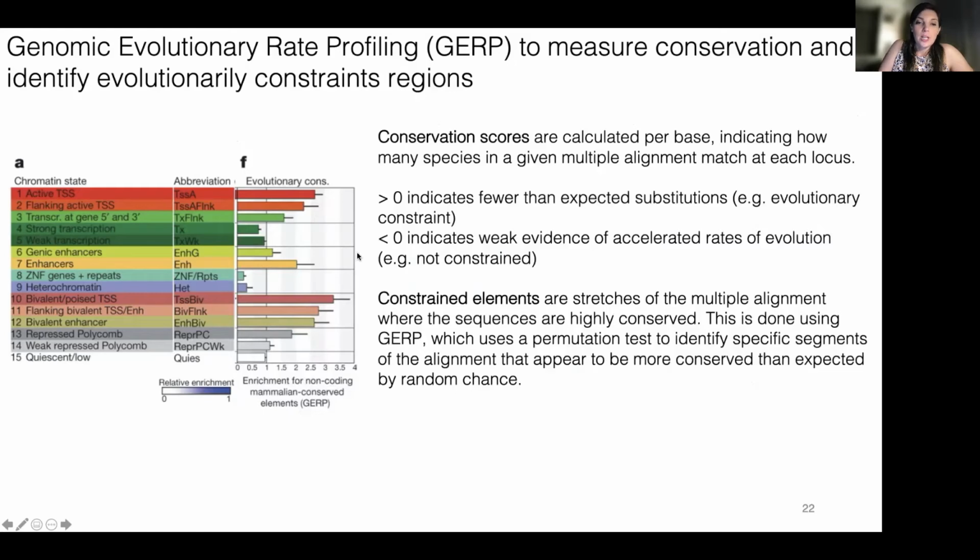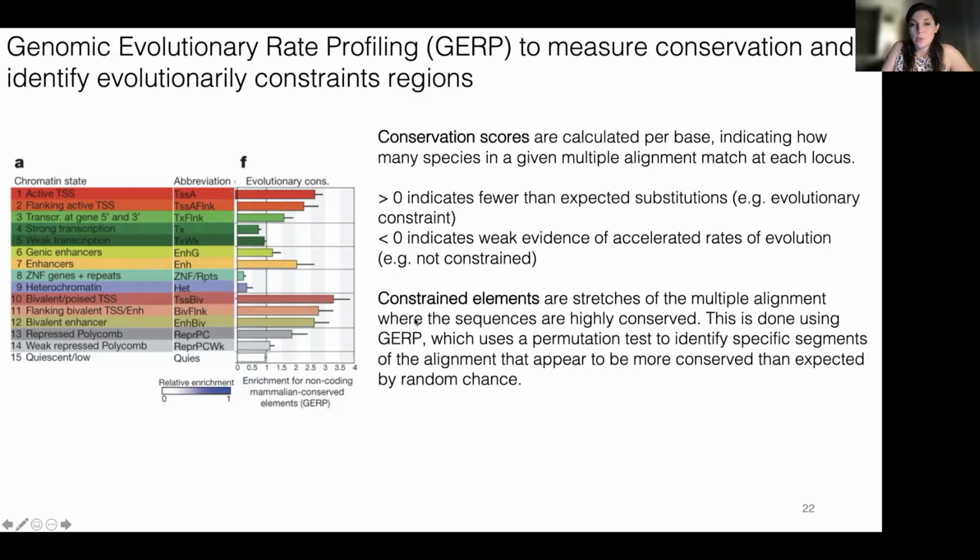Zooming in on what I just mentioned, the GERP score is a conservation score. It's calculated per base, and it's looking across different species to see how aligned that region is across multiple species. If the number is greater than 0, it indicates that fewer than expected substitutions have been made, so it's evolutionarily constrained. If it's less than 0, it indicates weak evidence of accelerated rates of evolution. Here I think they've actually shifted, and 0 to 1 is what we're interested in looking at.